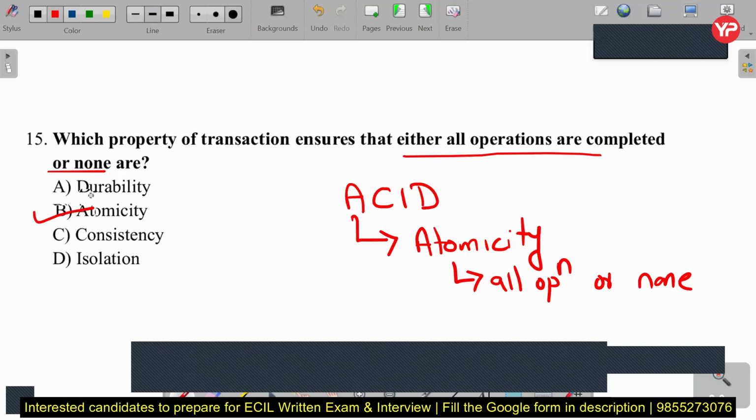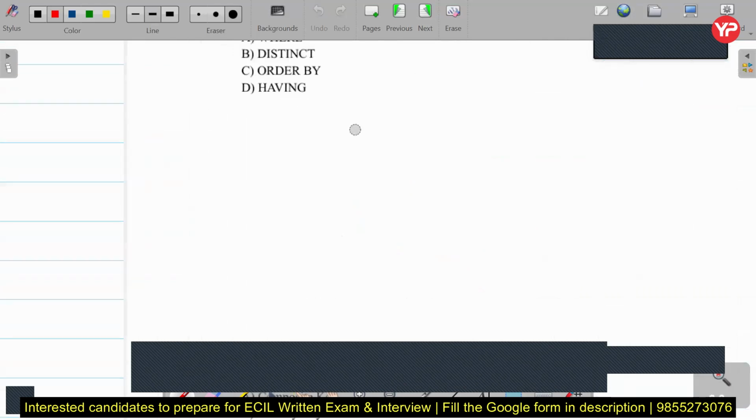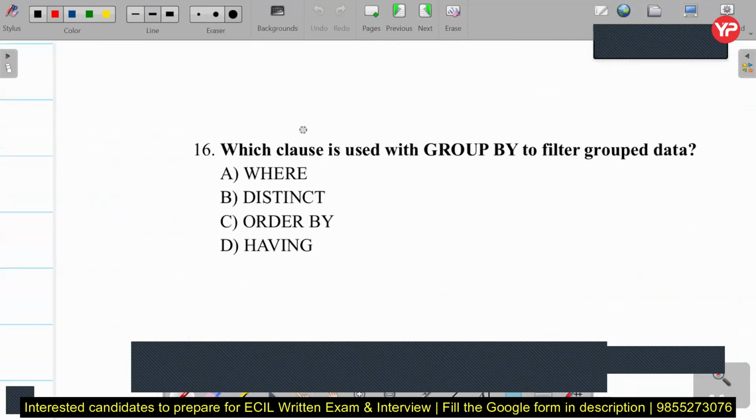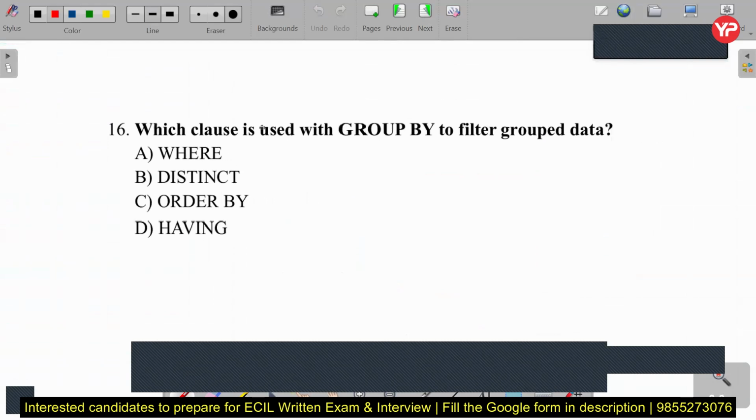Durability says the persistence, or I can say recovery. Consistency says about the stable state of the DB. So keep in mind atomicity is the right answer. Now, next one. Keep in mind the SQL part and the transaction basic part are the most important parts. And again, the candidate key and all this stuff.